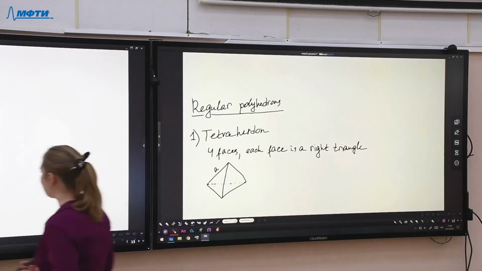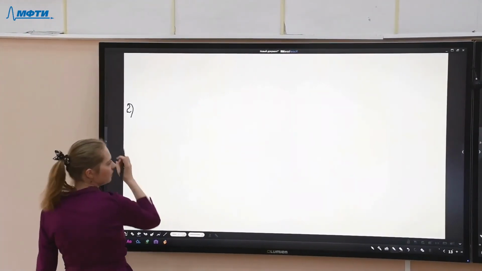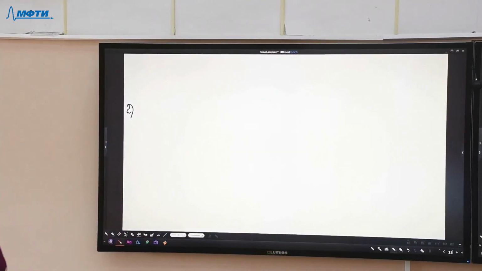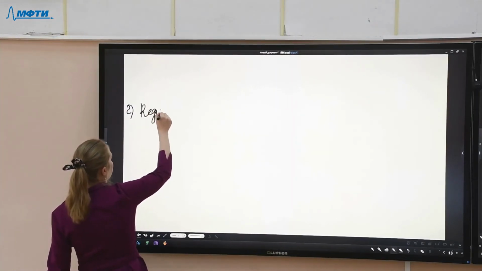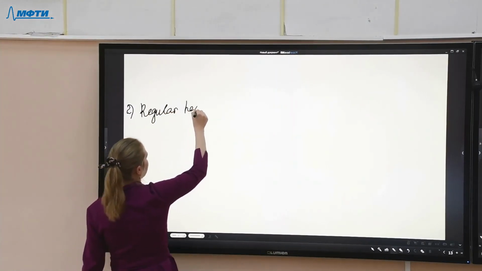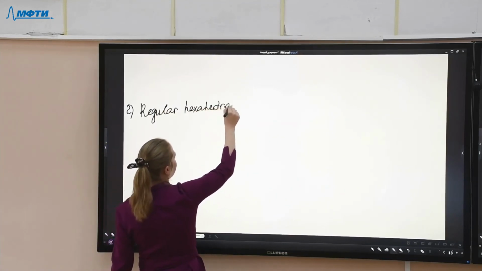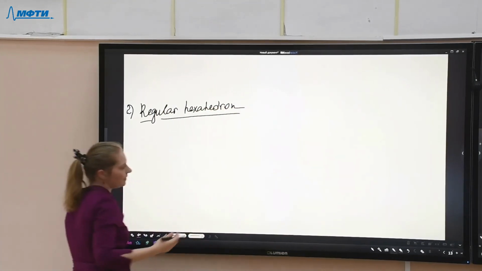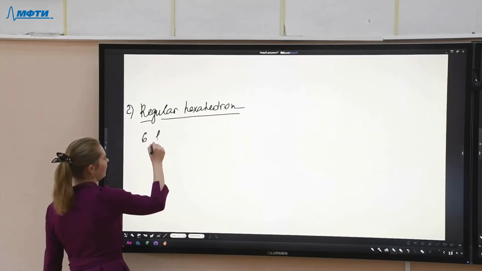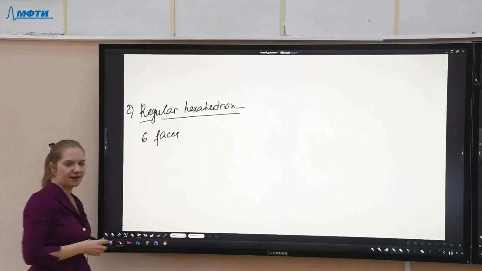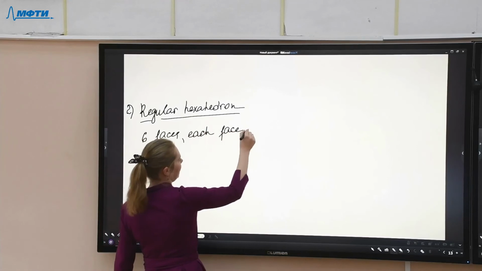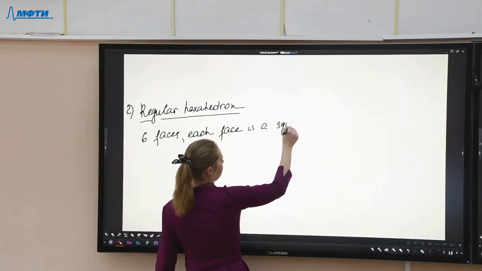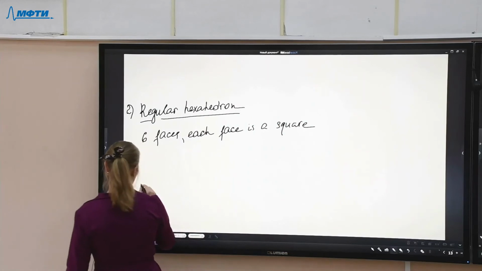Then the second case, hexahedron. Hexa means 6, so we have 6 faces, and each face is a square. So it is something like this.